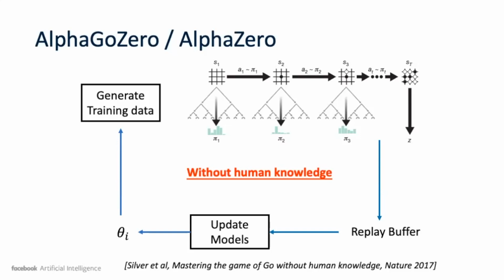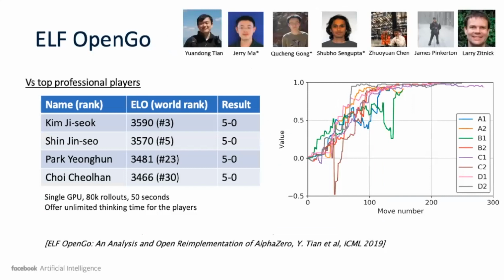So this work leads to superhuman performance. We also follow the same kind of paradigms. This is one of our works in 2019, where we were able to create a very strong Go bot that can beat professional players on a single GPU. These professional players all come from Korean Go associations, and basically no one was able to beat it in a finite amount of time.